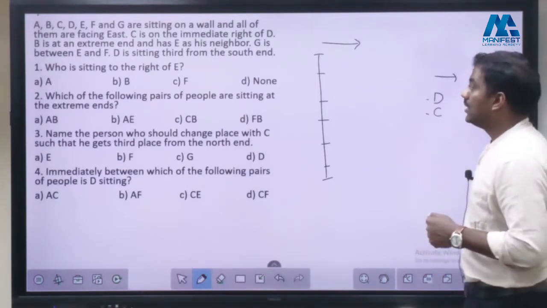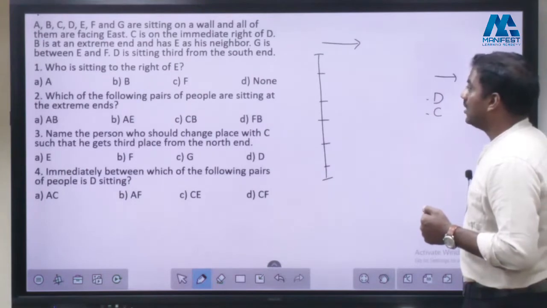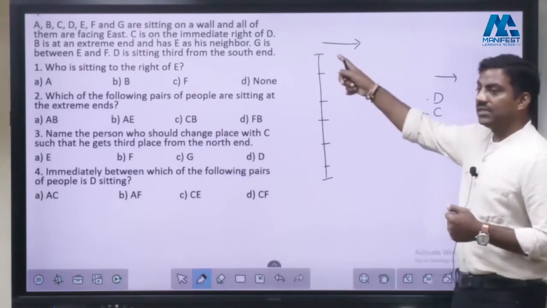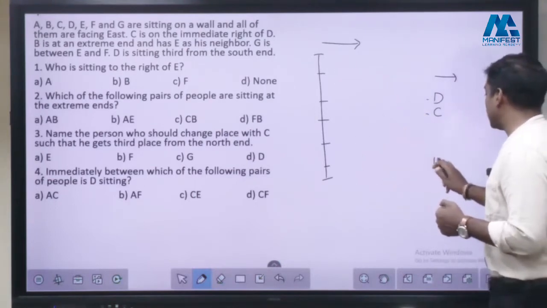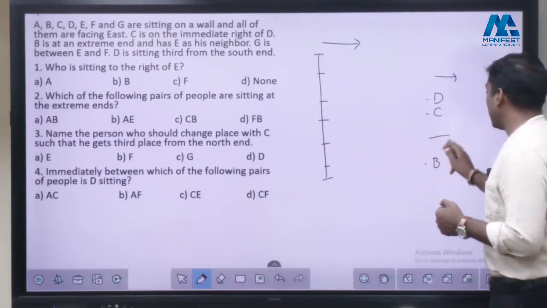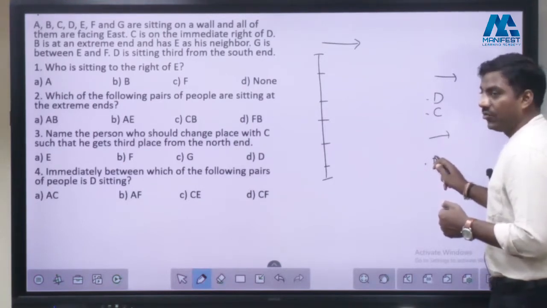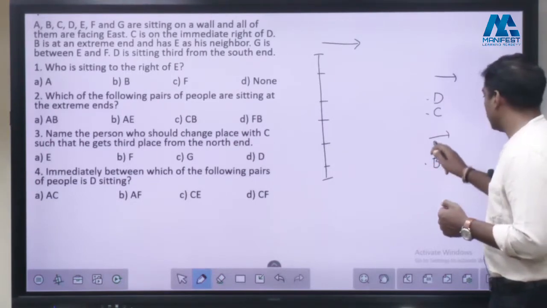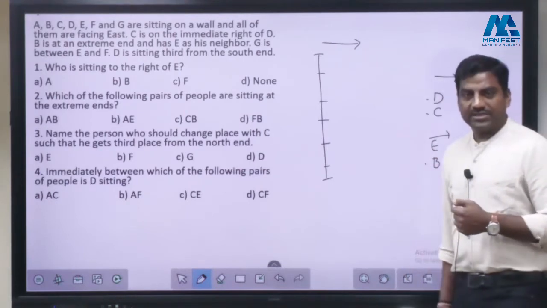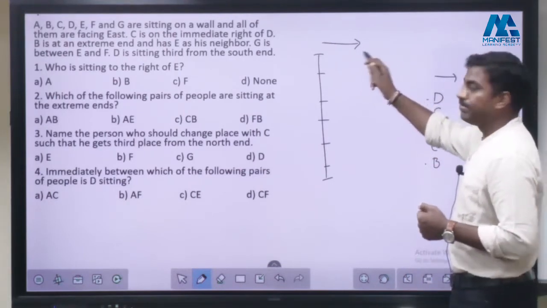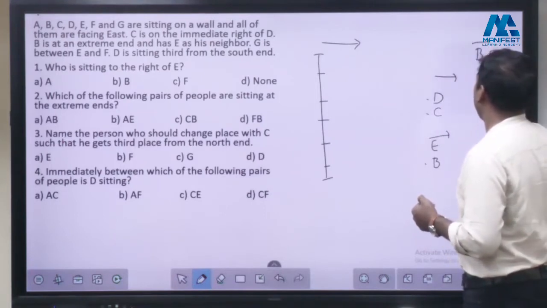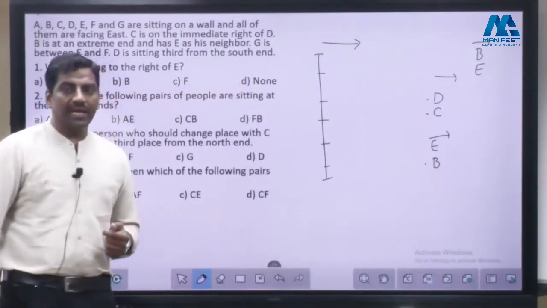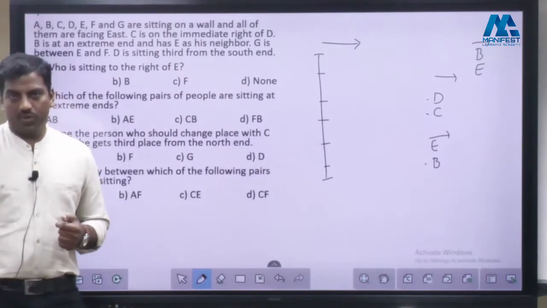Let's wait. B is at an extreme end and has E as his neighbor. B is at an extreme end. One extreme possibility is this, another is this. If B is like this, let's say they are looking like this only, and E is his neighbor, where will you make E come, here or here? Left of B, correct? Yes. Now, one more possibility. You make B sit here and E is his neighbor. Yes? Okay. But can we club the diagrams? CD and B? No, not yet.